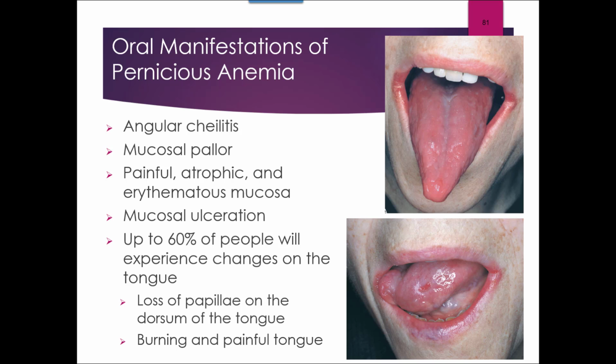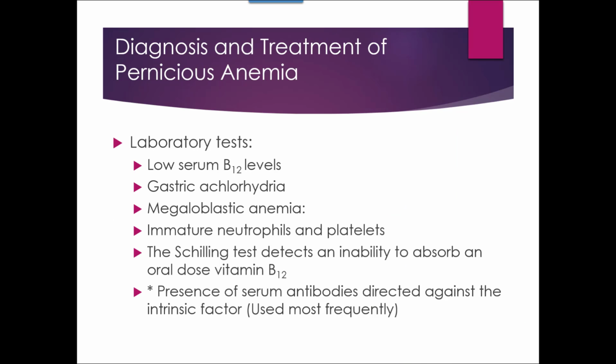And more than half of the people with this vitamin B-related anemia show a loss of papilla on the dorsum of the tongue, and or as we talked about last week in orofacial pain, they can also experience some burning tongue. So now when it comes to the diagnosis and the treatment of pernicious anemia, we get into laboratory tests.